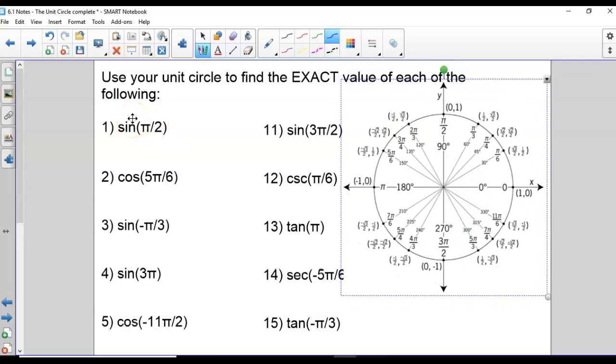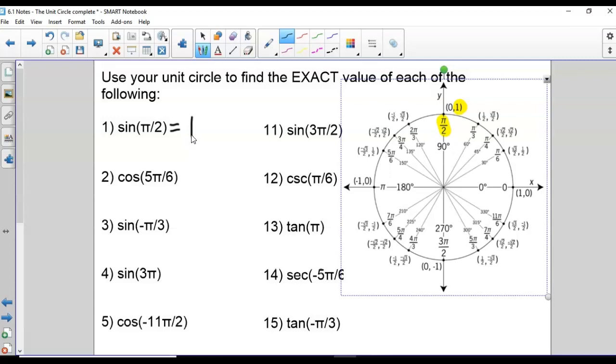So if we are given sine or cosine and we're given something that's on the unit circle, finding it is very simple, as long as you know your unit circle. So if we're asked for sine of pi over 2, it's right here, and sine is the y coordinate, so it's 1. So our answer for that one would just be 1. So we just go to that angle on the unit circle, and if it's sine, we'll give the y coordinate. If it's cosine, we'll give the x coordinate. And so the value of sine of pi over 2 is 1.